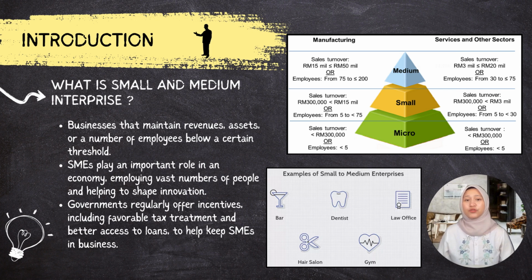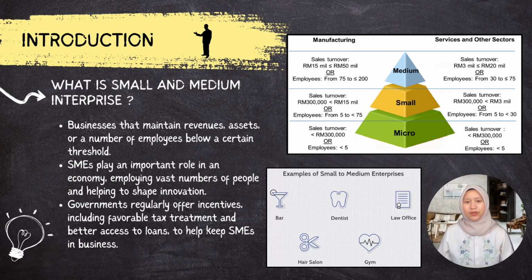SMEs are divided into three categories, which are micro, small, and medium enterprises. These classifications depend on two main criteria, which are sales turnover and number of employees. These classifications differ between two major sectors, which are manufacturing, and services and other sectors.